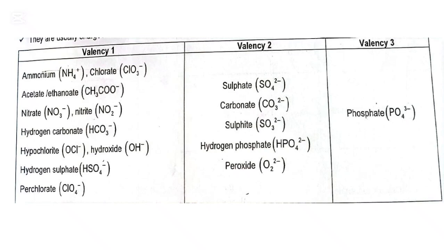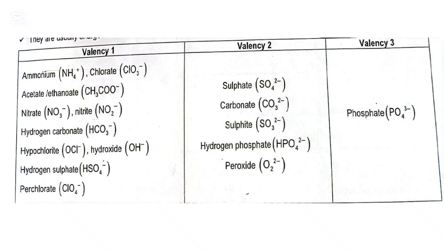And remember, we said that the valency of the ions is the charge. The charge on the ion represents the valency. For example, the valency of sulfate is 2, and you ignore the sign. When you are giving the valency, you ignore the sign. Carbonate, the valency is 2. Again, ignore the negative sign and just say valency 2. Sulfite is 2. Again, ignore the sign and give it valency 2, and so on and so forth.